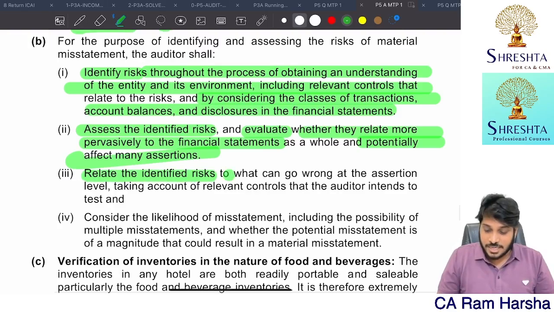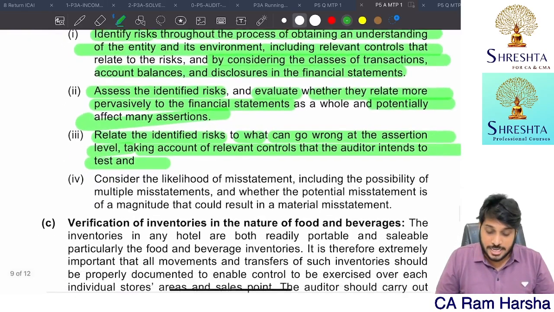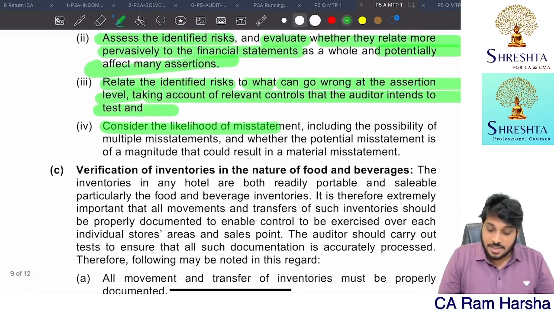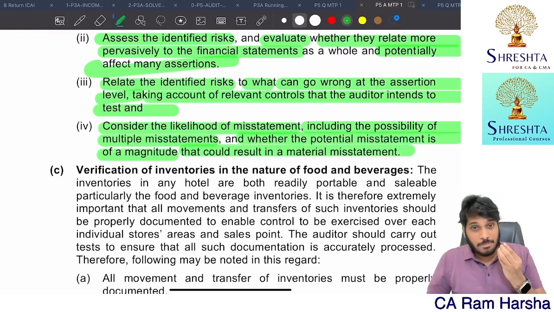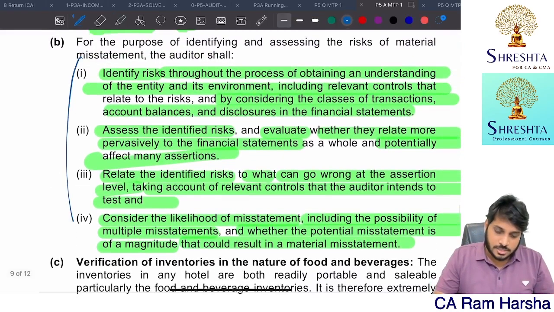Relate the identified risk to what can go wrong at assertion level, taking into account relevant controls and test them. Consider the likelihood of misstatement, including the possibility of multiple misstatements, and whether the potential misstatement is of a magnitude that could result in a material misstatement. If the magnitude of the misstatement is very high, we classify that risk as a significant risk. Risk assessment process includes the risk assessment and internal control chapter question.